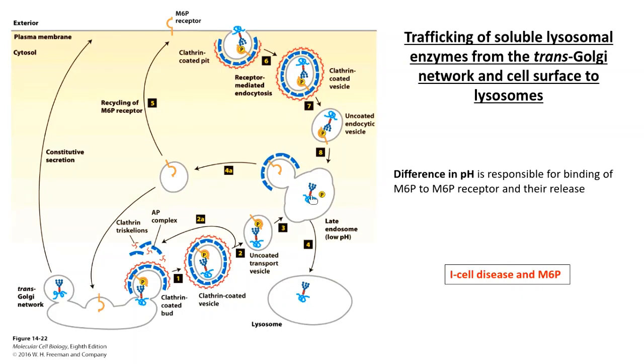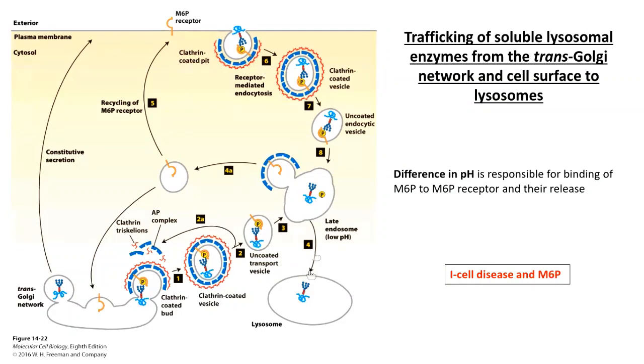And here, due to the low pH, we have release of the M6P tagged protein. Now the M6P, that is the phosphate at the sixth position, also gets released due to the enzymes that are present here. And when they get inside the lysosome, obviously they go to the lysosome to be degraded, right?